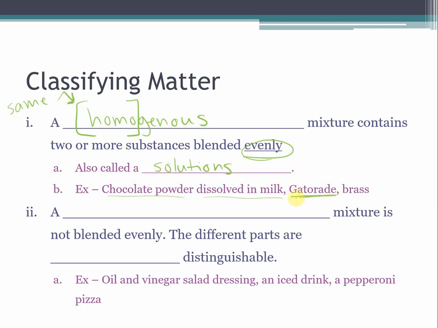Or Gatorade, which is largely water, but it also contains sugar and electrolytes, which we're going to spend a whole lot of time talking about, and dyes and preservatives and flavors. But you can't look at a bottle of Gatorade and say, oh, there's the water and there's the sugar and there's the sodium and there's the potassium. It just looks the same all throughout. It's all one even blended solution.